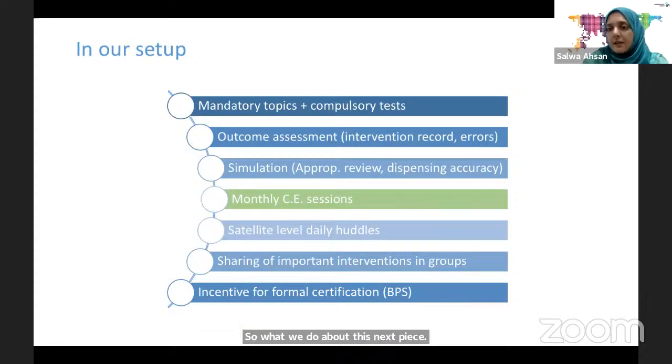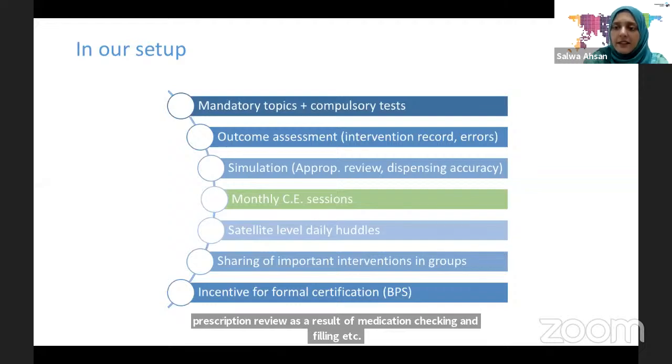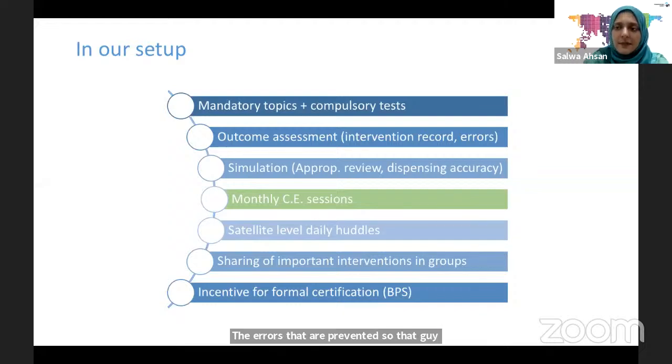In our setup, we have some mandatory topics and compulsory tests. I'll be talking about that in a minute. We discuss and keep an eye on the outcomes in terms of pharmacist interventions as a result of prescription review, medication checking and filling, etc., and the errors that are prevented. That kind of outcome assessment is linked with the training program.